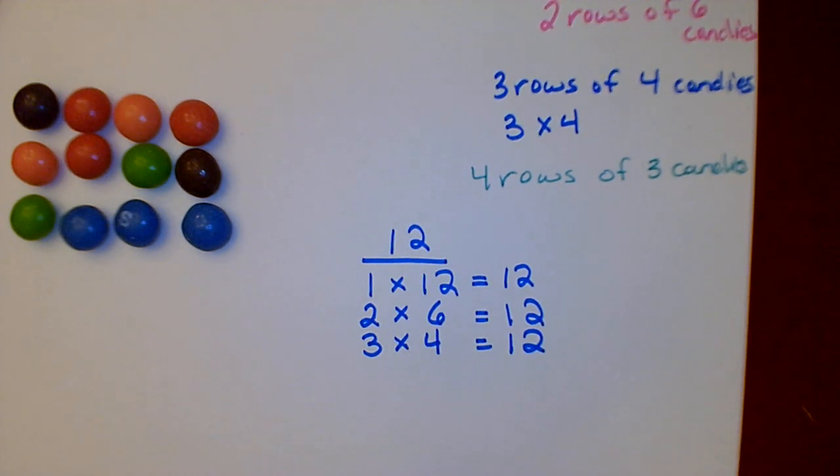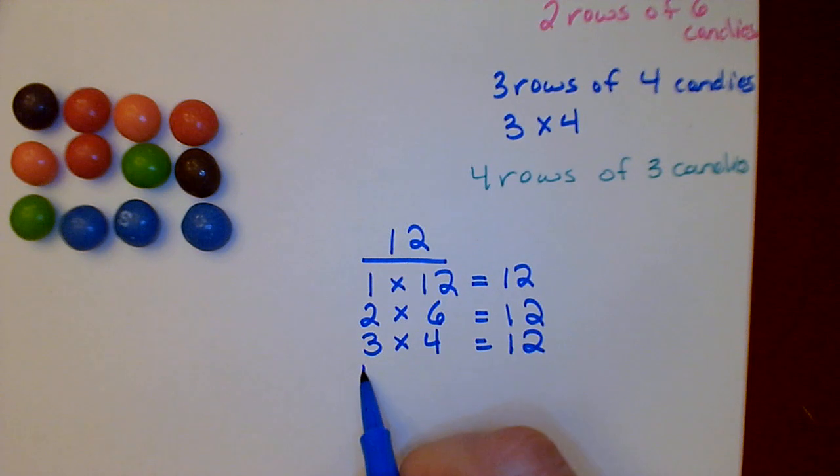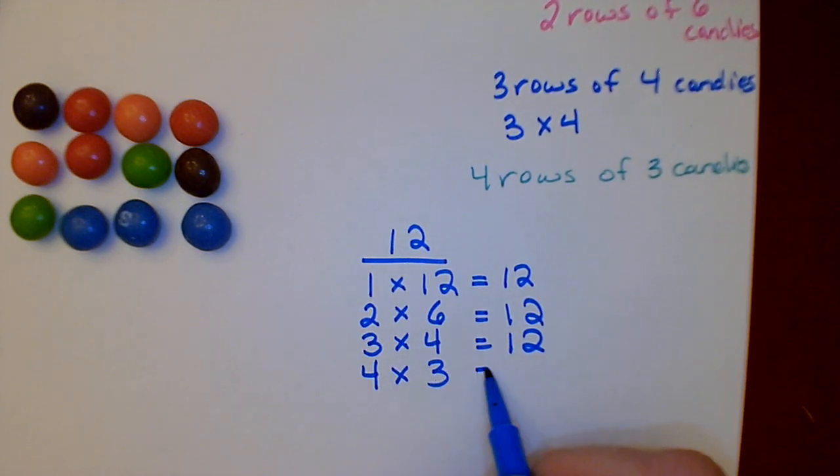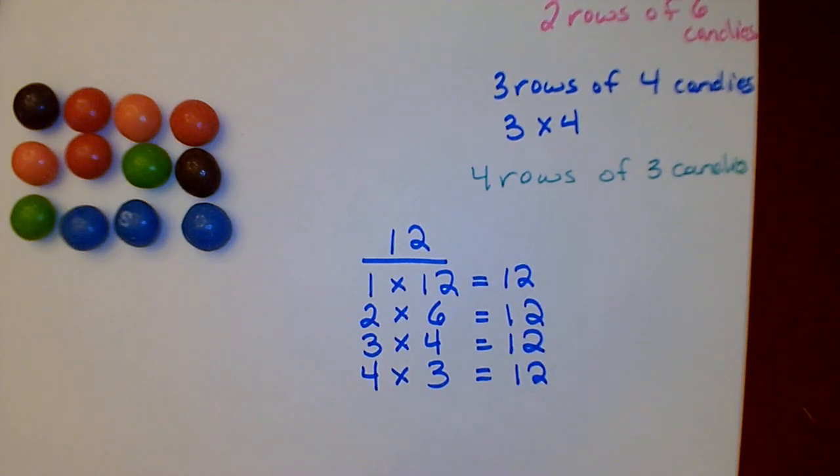And now remember we figured out that 4 rows of 3 worked before. So I can write that down too, because 4 times 3 is also 12. So again, I'm just looking for numbers that multiply to 12, but I'm being organized. I'm going in order. 1, 2, 3, 4.